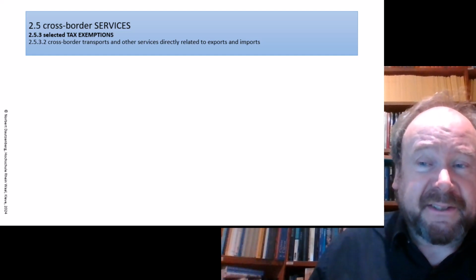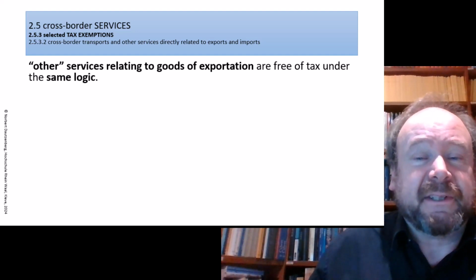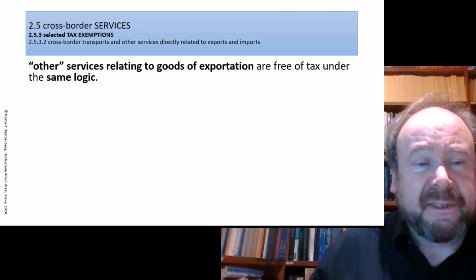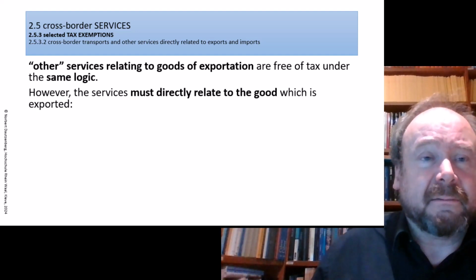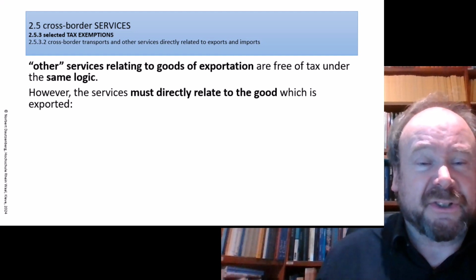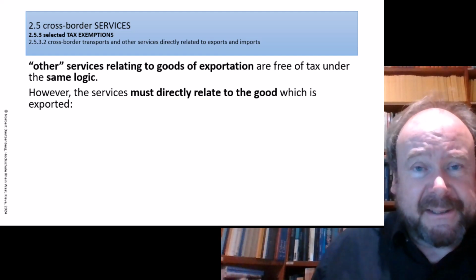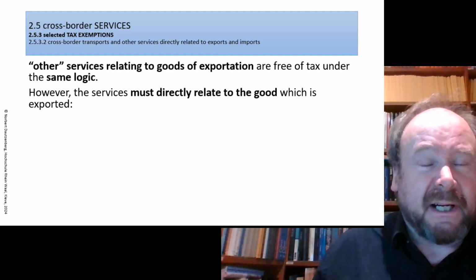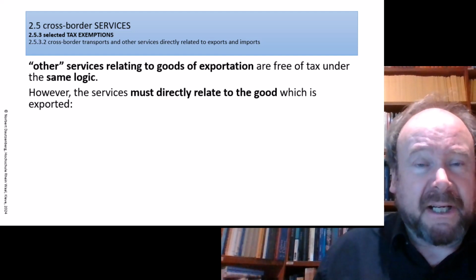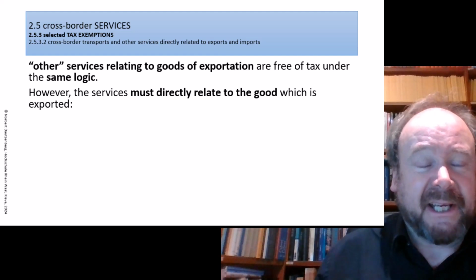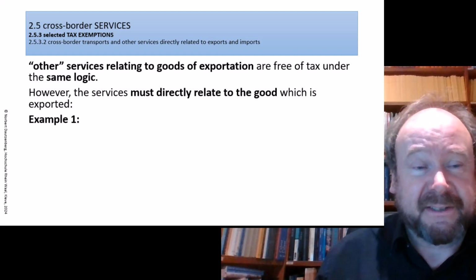When it comes to other services relating to goods of exportation, they are free of tax due to the same logic. All cost elements combined with production of exported goods should be free of tax. However, it is demanded that the services must directly relate to the goods which are exported. So just to say, well, a part of my general costs, let's say 1%, also relates to exports, that's not possible. There must be a direct relation between the service and the good which is exported.